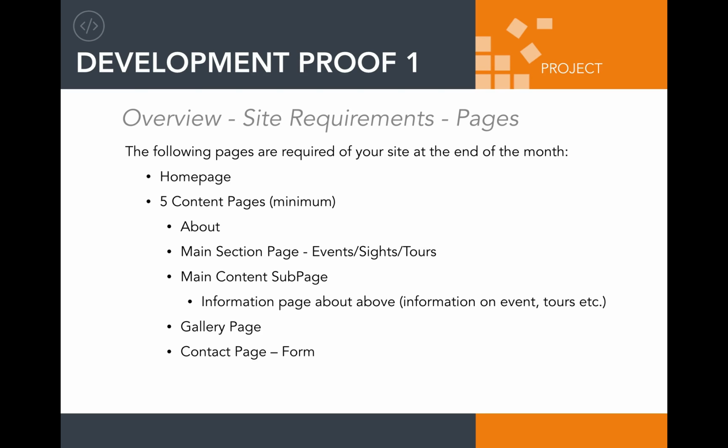For the site requirements in terms of pages, the following pages are required of your site at the end of the month once the project is due. You'll need to have a home page and then 5 content pages as a minimum. So you'll need to have an about page, a main section page, such as the main header sections of possibly different events, sites, or tours that might be taking place at your national or state park. You'll also need to have a main content subpage, and this will be a subpage with information about the above. So maybe it's information on one of those events or tours or something similar.